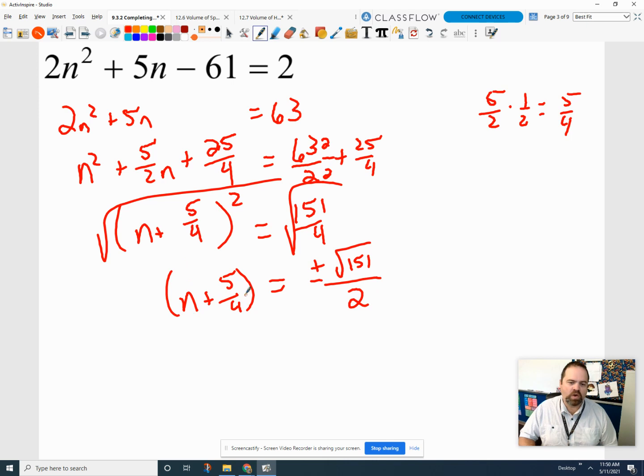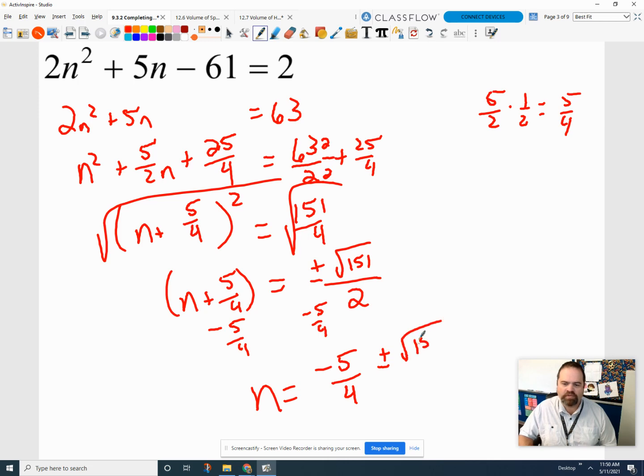All right, so I'm going to subtract my 5 fourths from both sides. N equals negative 5 fourths plus or minus the square root of 151 over 2. Okay? It's a lot. I know it's a lot. Just try them. Okay? I didn't give you 100 questions for homework. There's 5. Give them a shot. See what you can do.